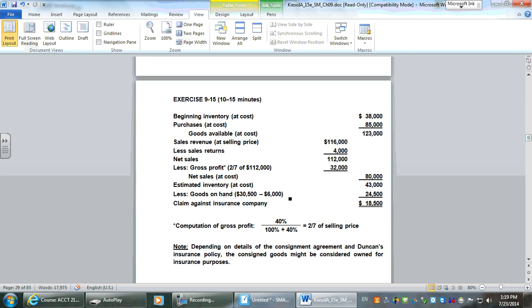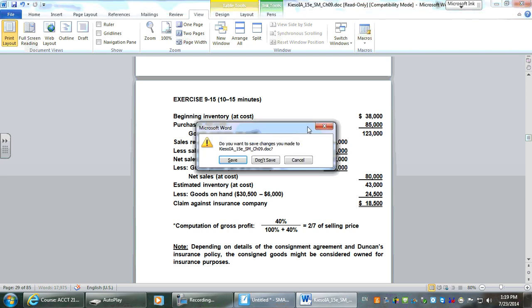It's kind of gray. Look at the note too. It says, depending on the details of the assignment agreement and the insurance policy, consigned goods might be considered owned for insurance purposes, and then it's 24.5. I think the loss is 24.5. It's whether 18 or 6 are claimed against them, or the whole thing. It's a complicated issue. Let's just throw it out.